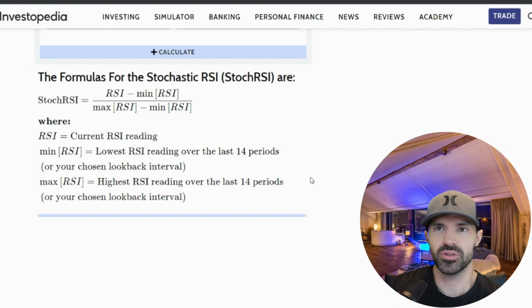Now, when it says 14 periods, that means the last 14 bars. This look-back period can change; you can set it yourself, but by default most traders just use the last 14 periods. I don't want to get into detail of how the formula works, but I just wanted to give you a quick overview of how the stochastic RSI is calculated.